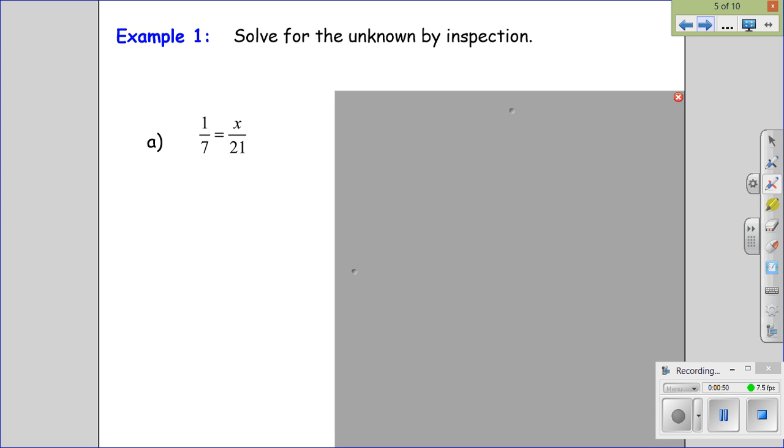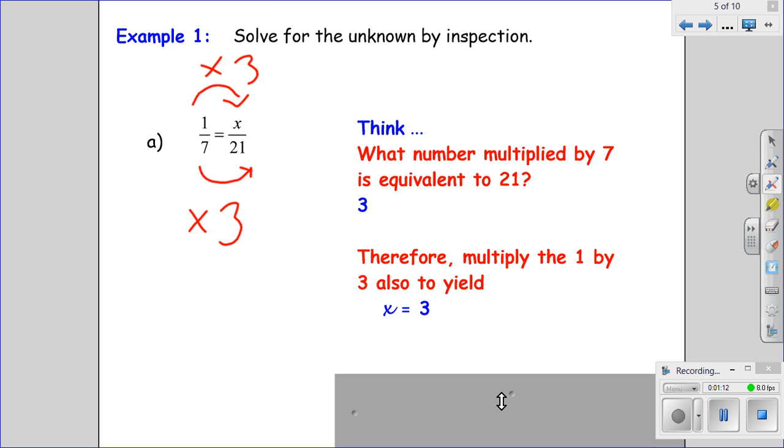If I look at example 1, I have two fractions that are equal to each other. And I've got to solve for x. I want to see, how does a 7 turn into a 21? Well, that happens by multiplying by 3. So I'm going to do the same thing up top and multiply 1 by 3, and I end up with x equals 3.